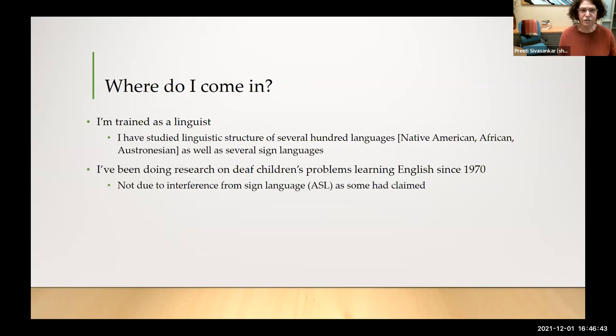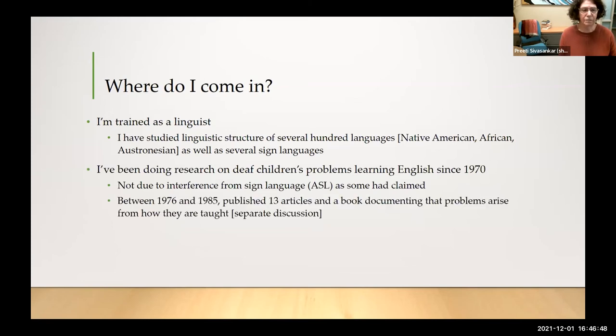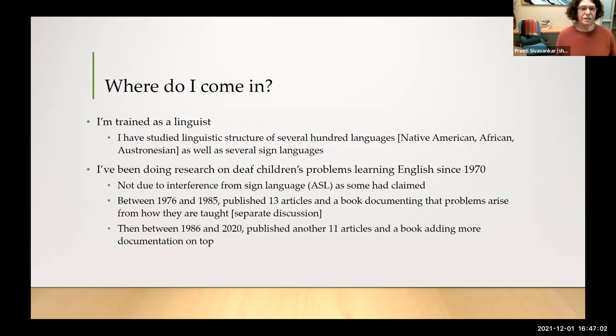I can say I've demonstrated that it's not due to interference from sign language, as has been claimed. Between 1976 and 1985, I published 13 articles in a book documenting the problems arise from how deaf children are taught. That's an entirely separate discussion. And what seems to annoy me the most is that from 1986 to 2020, I've had to publish another 11 articles in another book, adding more documentation on top. And that's not even my main line of research, which is sign languages as natural languages. Okay, because the message isn't getting through.